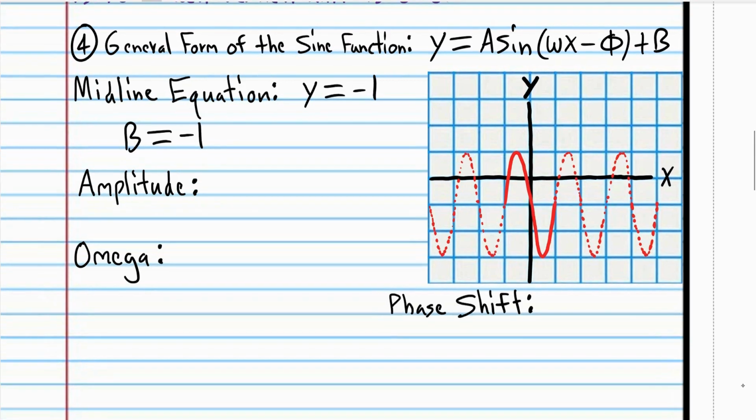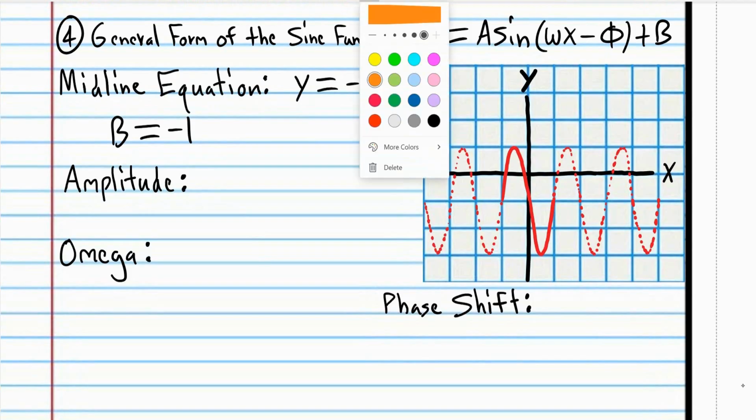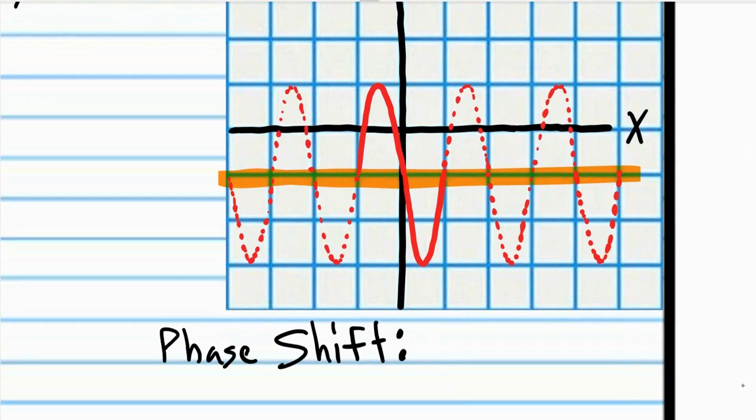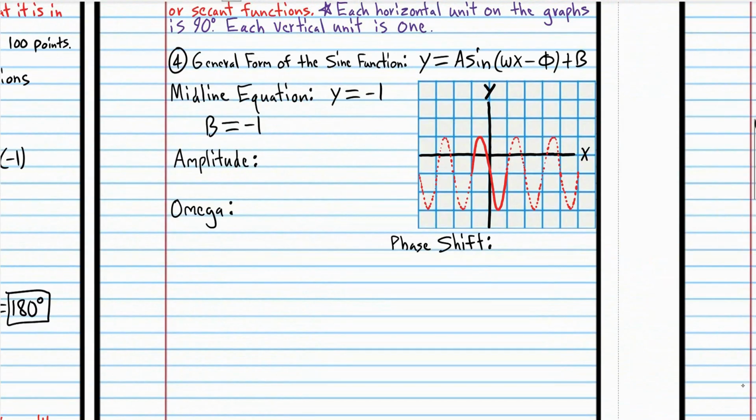Now the amplitude is the distance from the midline, which again is this orange line, to the top of the hills, or you could say the bottom of the valleys. So that's 1, 2 units, or you can go up 1, 2 units. So the amplitude, which we call capital A, is 2.